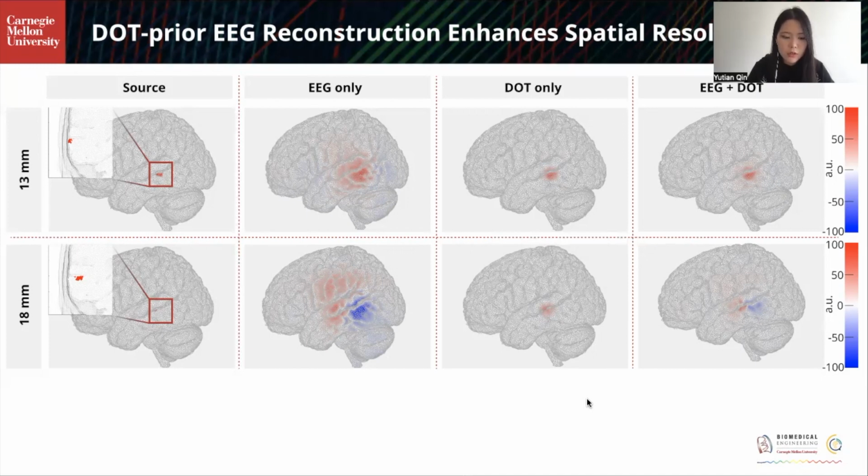In conclusion, DOT prior enhances the spatial resolution of EEG reconstruction for neuronal activities in the auditory cortex, and the resolution of DOT prior decreases as the depth of neuronal sources increases.